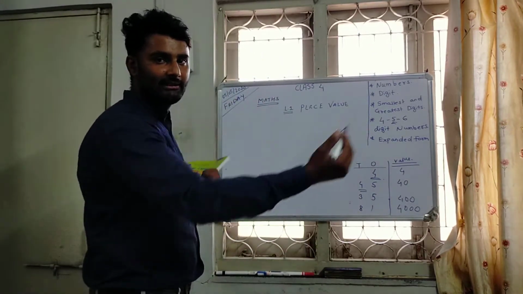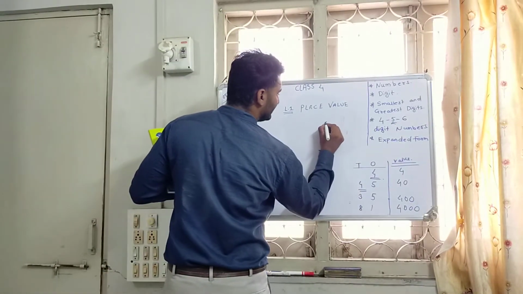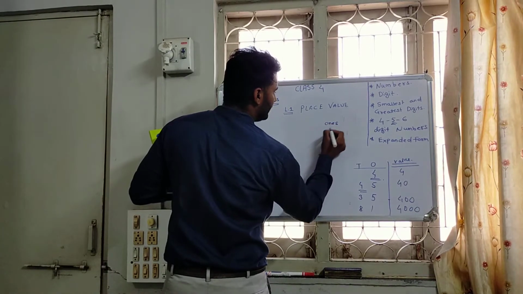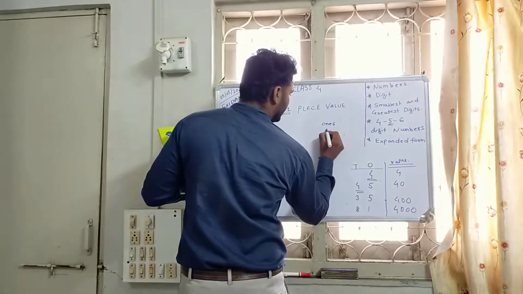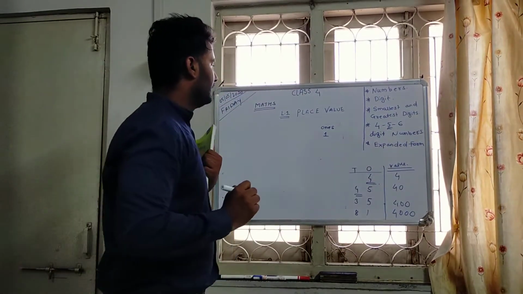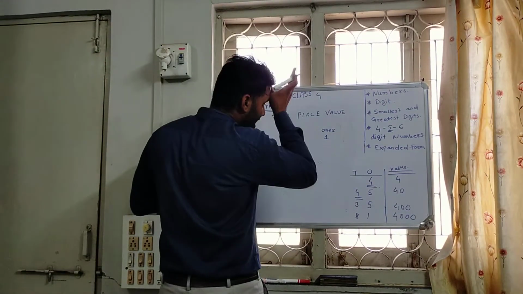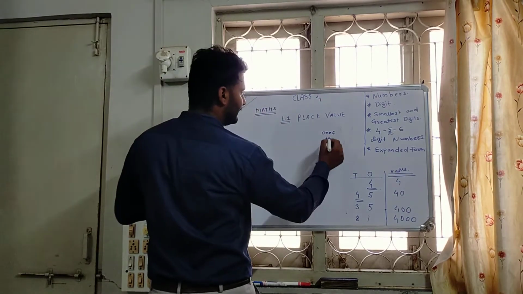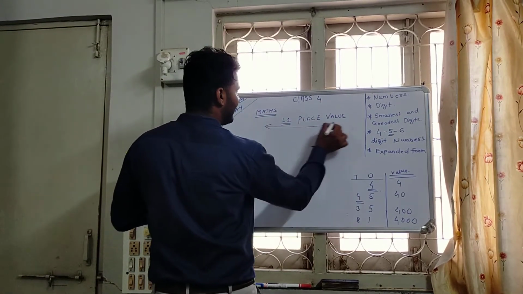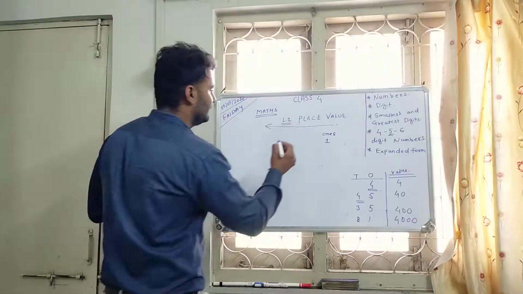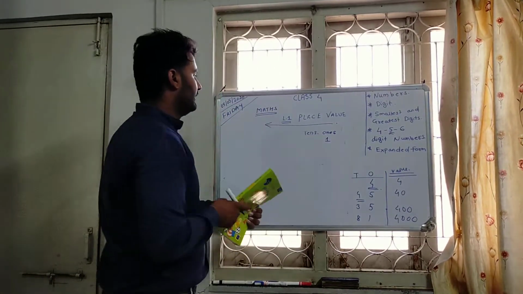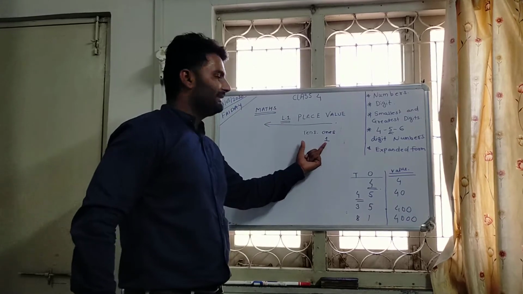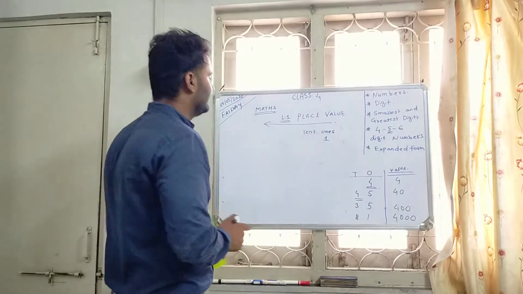At the extreme right there is ones. Ones consist of only one digit. After ones, in the direction from right towards left there is tens. In tens there are two digits.